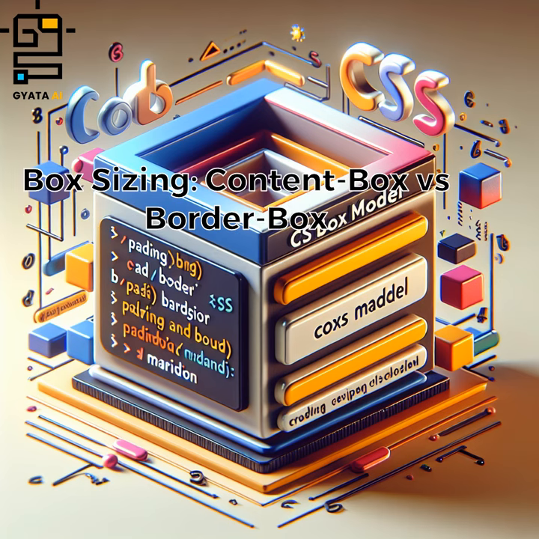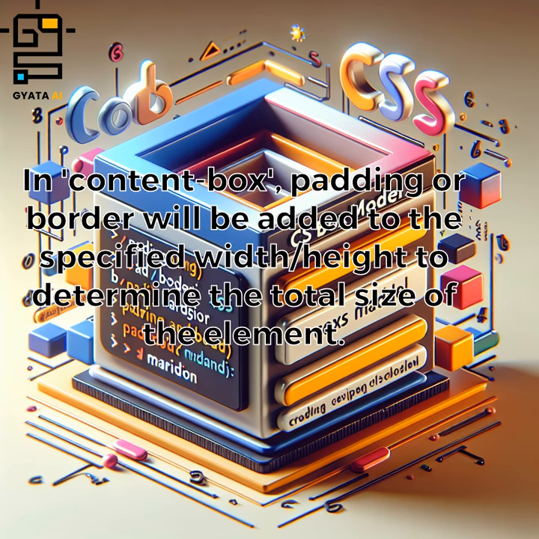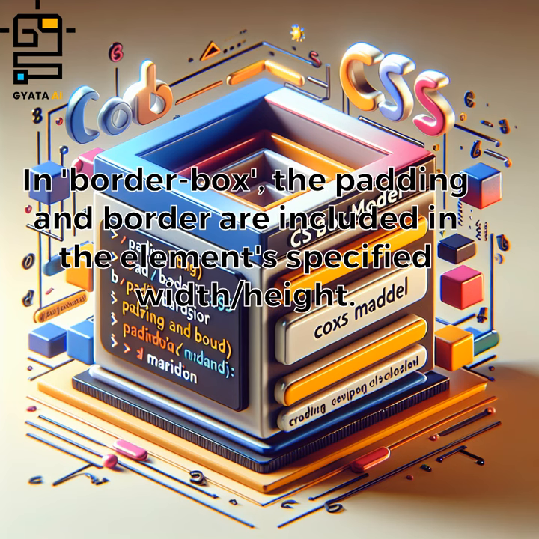Box sizing, content box versus border box. By default, the CSS Box Model uses the content box sizing method. In content box, padding or border will be added to the specified width, height, to determine the total size of the element. To avoid elements becoming larger than their container, we can use the border box sizing method. In border box, the padding and border are included in the element's specified width, height.